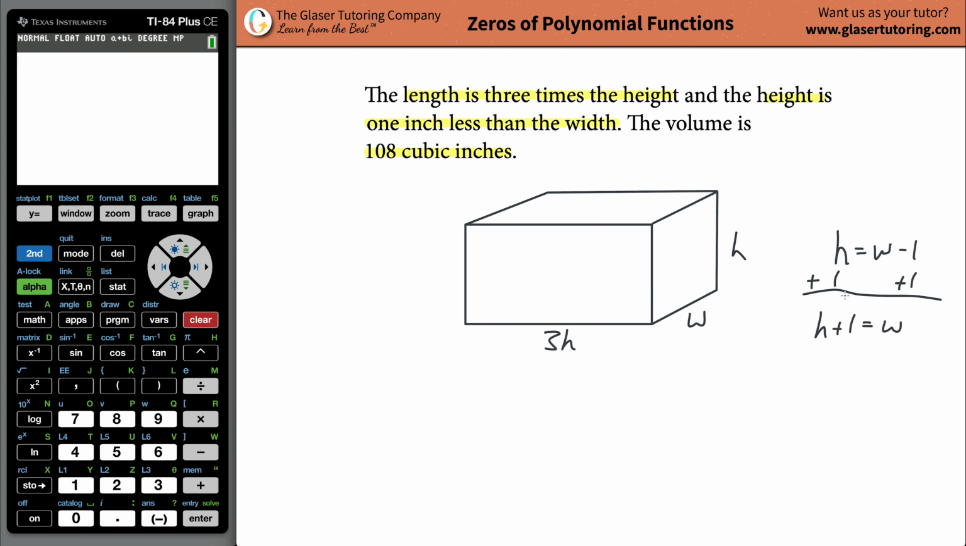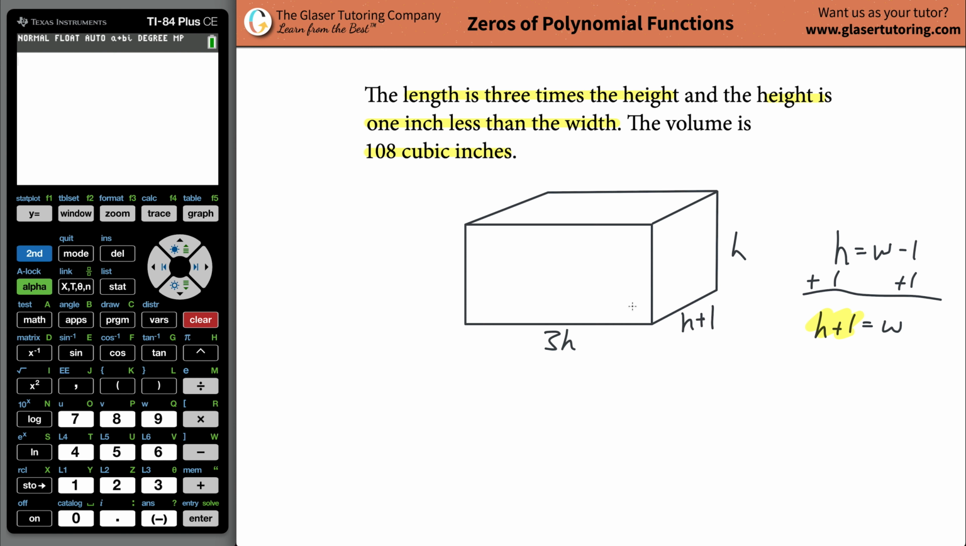Now that should make sense, right? If the height is 1 inch less than the width, well then the width should be 1 inch greater than the height. Okay, so what this allows me to do now is it allows me to take this, because it is equal to w, and just substitute it on in here. So instead of writing w, you can just write h plus 1.